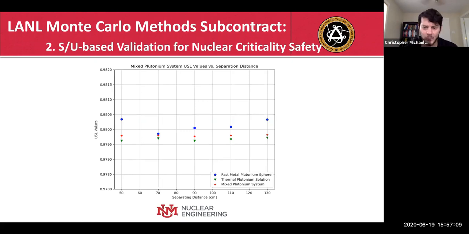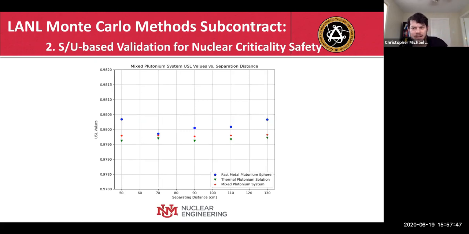So just looking at one of the data points, the one with the 50 centimeter separation, the USL for the entire system is the little orange star, and there's a higher USL for only the fast plutonium sphere, and a lower USL for only the thermal solution. So the question is, which one of these USLs is right? Which one should we use? Should we use the one for the entire system? That would make sense because that's the system you're looking at, but the USL for only the thermal solution part of it, the little green triangle, is lower, meaning it's more conservative.